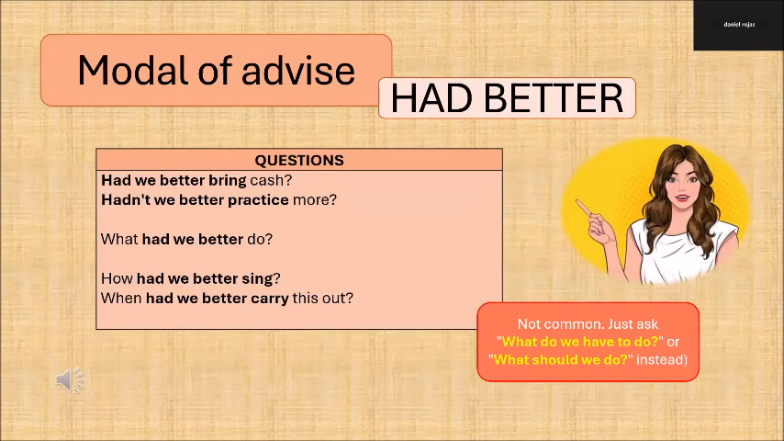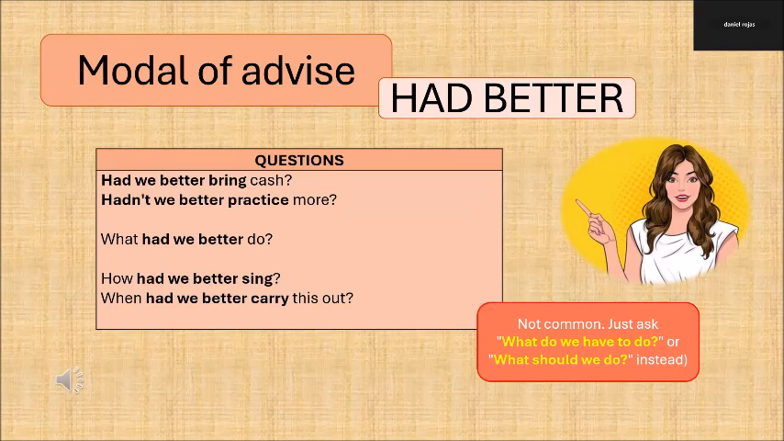In questions, it is much more common to use it with a yes-no construction. It is rare and awkward to use it in WH questions. Questions with had better are constructed with the subject in the middle of the phrase, like, had we better bring cash? Hadn't we better practice more?